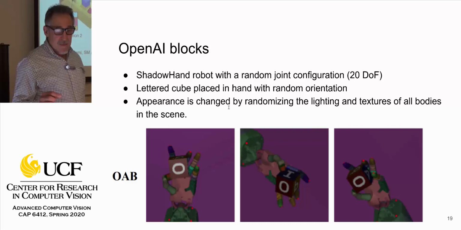robot, and so the letter cube is randomly placed in the hand, and the joint angles are random, and the lighting and the textures are all randomized as well. Now the constraints on the joint angles are similar to human physiological constraints, so that the joint angles don't randomly end up in a direction that fingers couldn't possibly go.